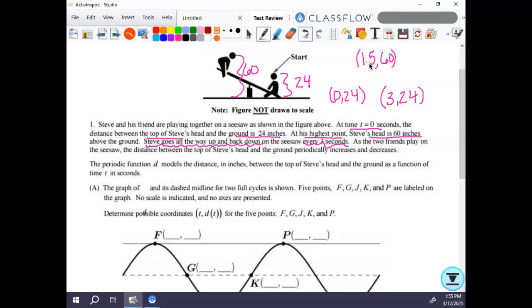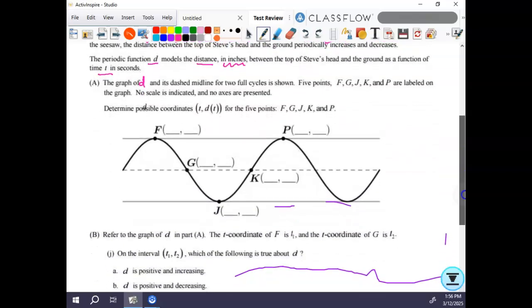Okay. Then it says, as the two friends play on the seesaw, the distance between the top of Steve's head and the ground periodically increases and decreases. That's the whole point of what we're doing. So the periodic function d models the distance in inches between the top of Steve's head and the ground as a function of time t in seconds. So this is t, d of t, basically. The graph of d and its dashed midline for 2 full cycles is shown, and we have these labeled. So we need to figure out what these are.